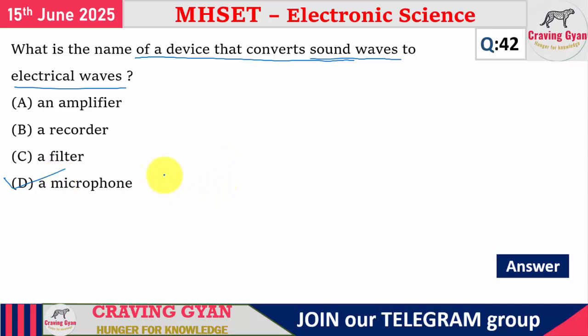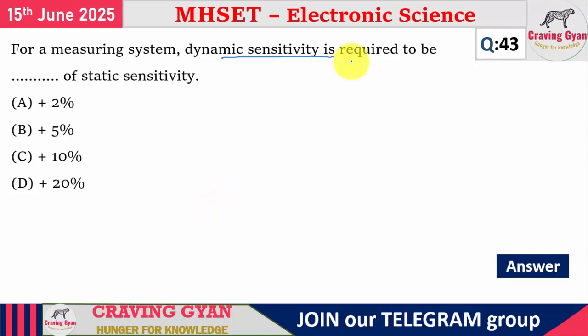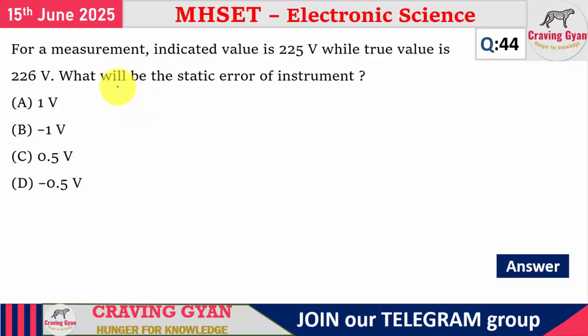In the microphone you will be having a diaphragm, which is going to convert the sound waves to electrical signal. Option D is going to follow. 43rd question, for a measuring system the dynamic sensitivity is required to be plus or minus 2% of static sensitivity. Option A is going to follow.